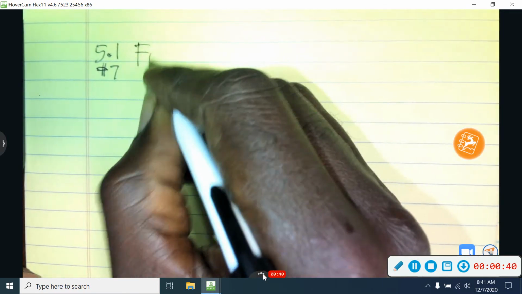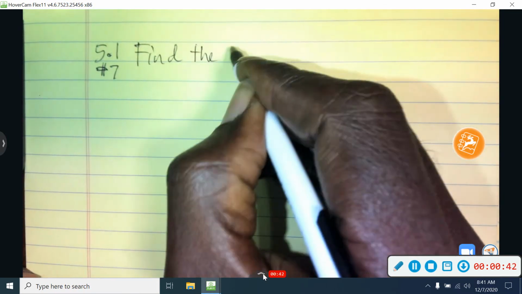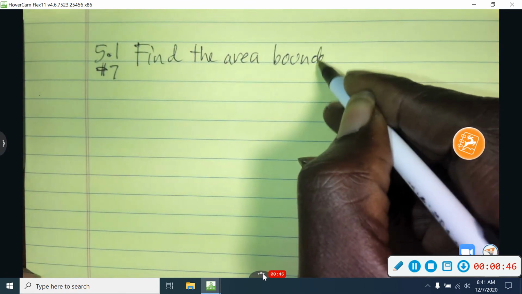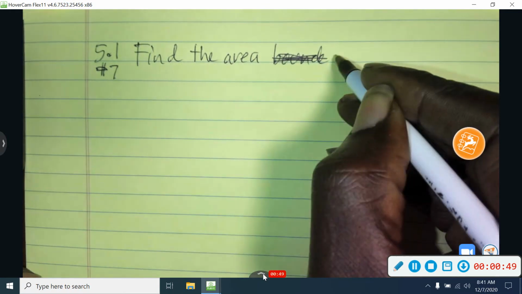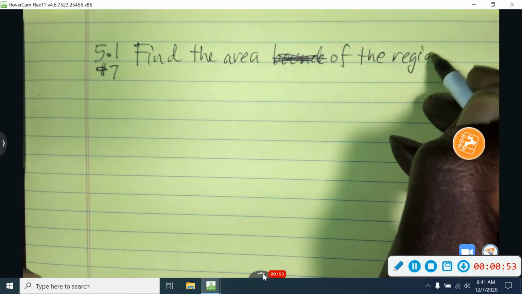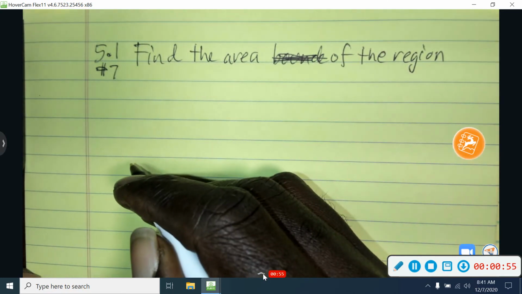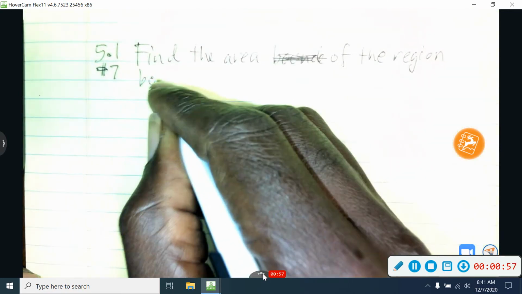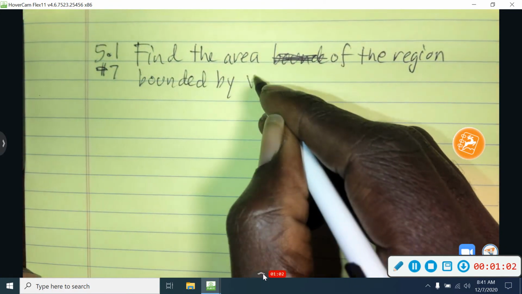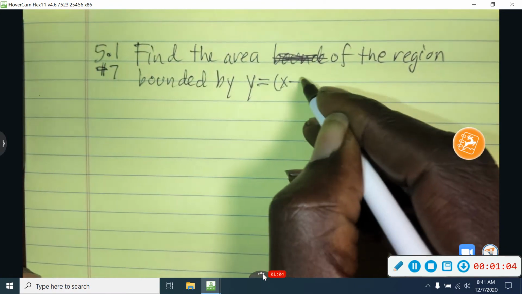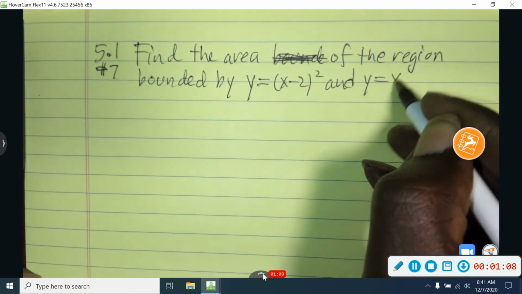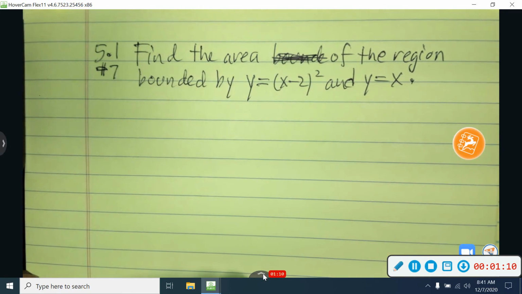Find the area of the region bounded by these functions: y equals (x minus 2) squared and the function y equals x. So first you draw the picture.